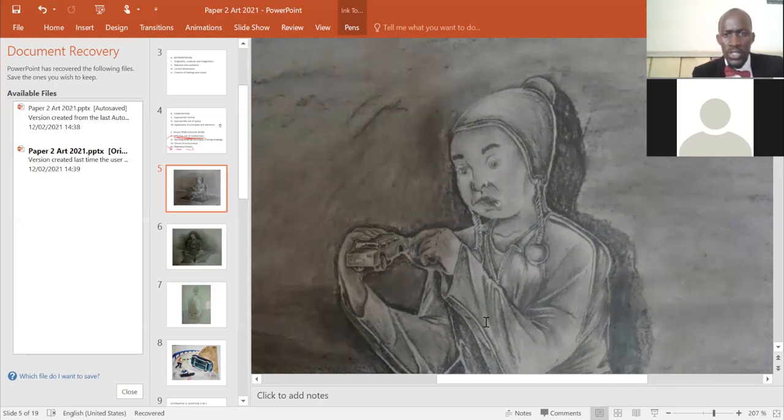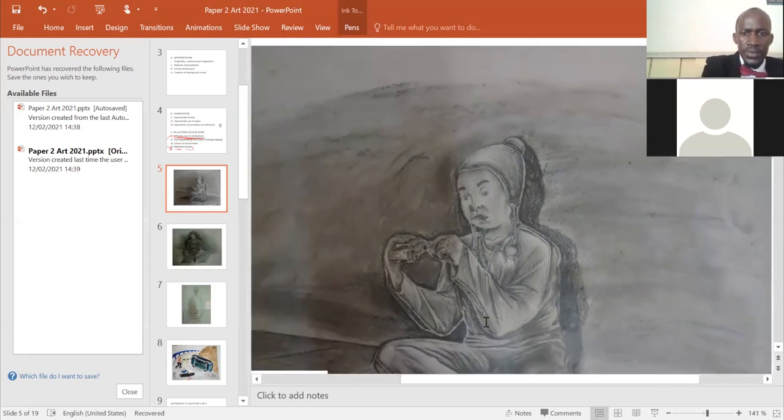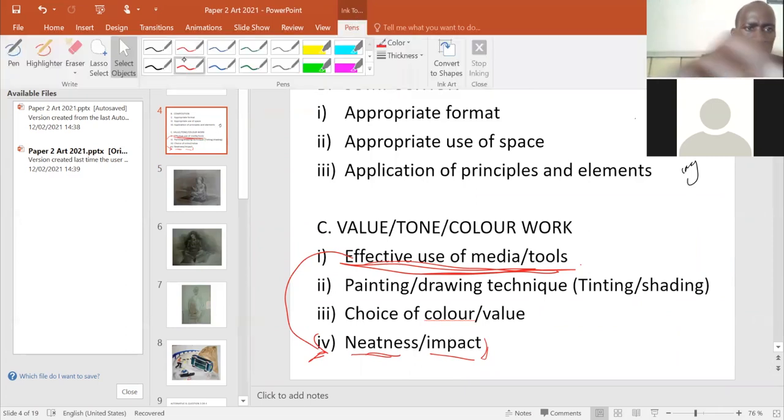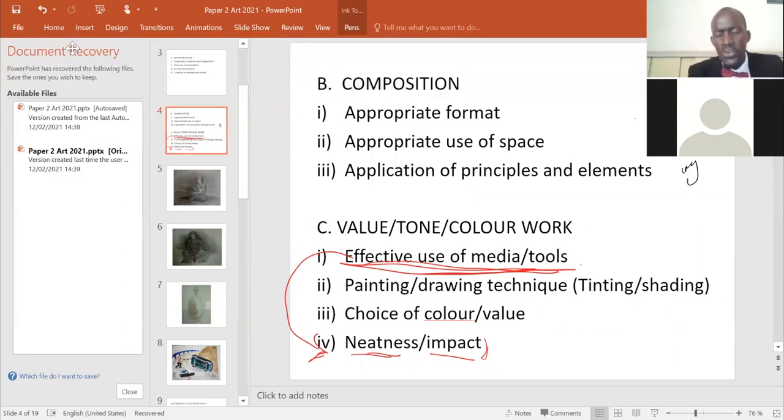If you look at that particular drawing, you look at the student's facial expression, you can see that the kid is totally absorbed in what that kid is doing. If you look at the hands, look at the eyes. The eyes are concentrated on the toy. So when we are talking about the impact, how well can you use your media of choice of creating a pictorial composition to create an impact?